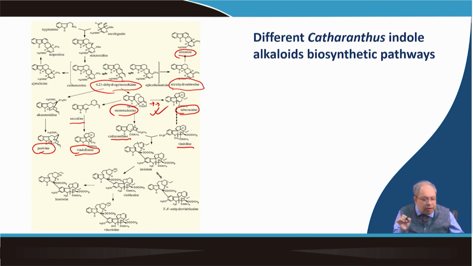So, the point here is to tell that it is not only vincristine and vinblastine, but there are so many indole alkaloids which are produced in Catharanthus roseus, and their origin from the intermediate molecules is shown here. So, this again emphasizes the complexity of the pathway.